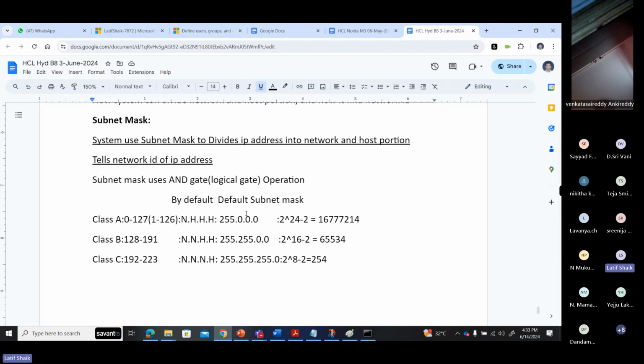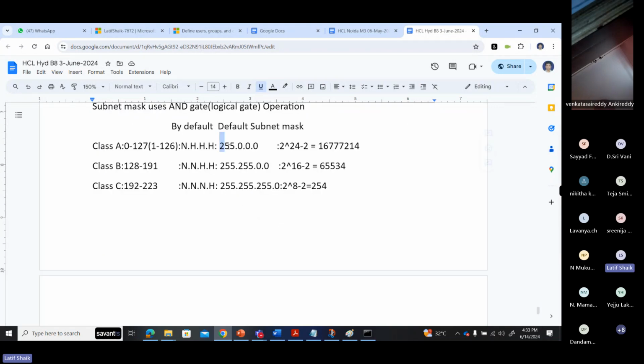Okay, guys. And these are the default subnet masks. Class A subnet mask is 255.0.0.0. Class B, the subnet mask is 255.255.0.0. And Class C subnet mask is 255.255.255.0. So these are the default subnet masks.